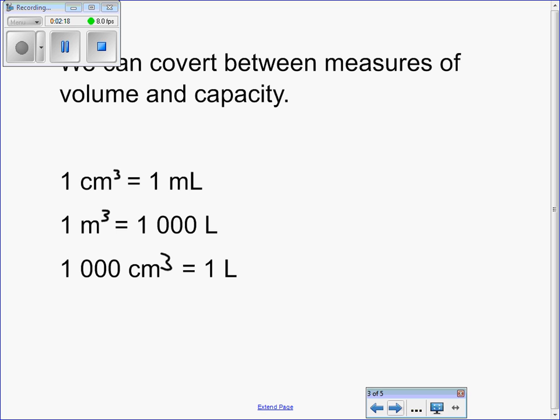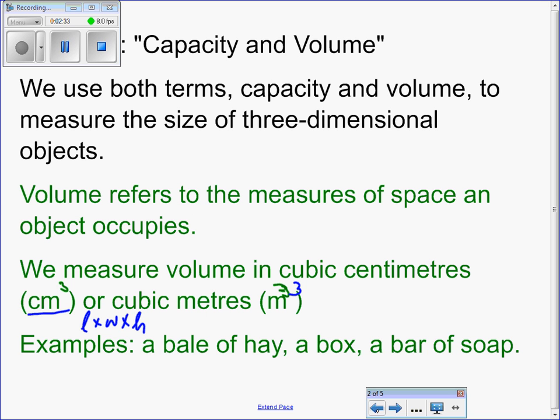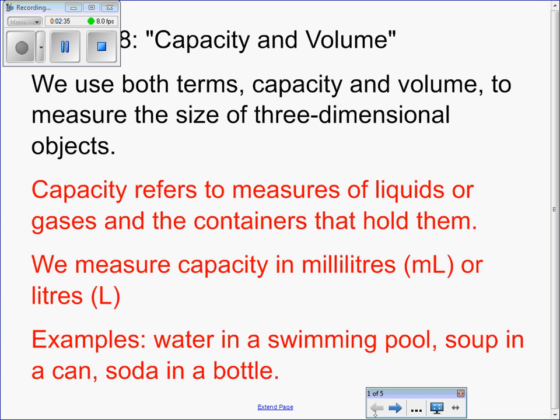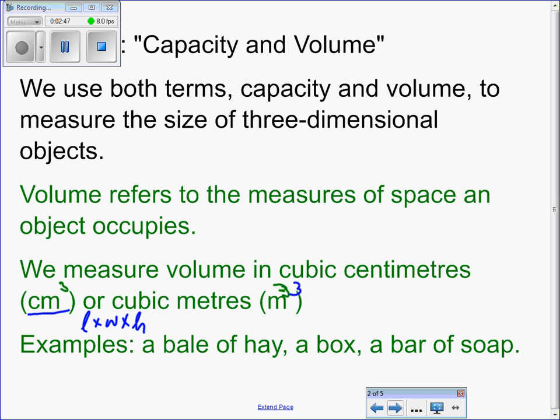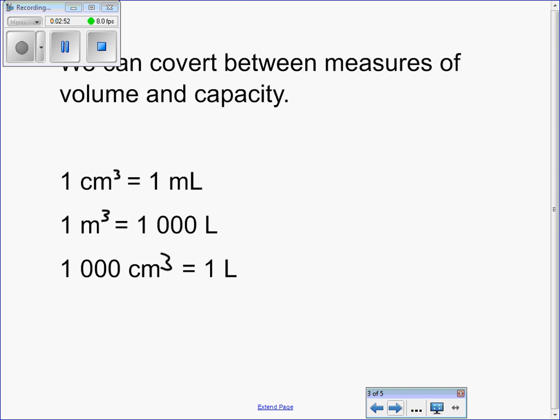Here's the part that you're going to need to write down, please. We can convert between measures of volume and capacity. So I may ask you how much water fills a swimming pool. And we're going to talk about filling a swimming pool in milliliters, or probably liters, because if it's a larger swimming pool, milliliters will be too large a number. We want to convert to liters. But we can convert between liters and cubic centimeters or cubic meters. And the way we do that are these simple formulas.